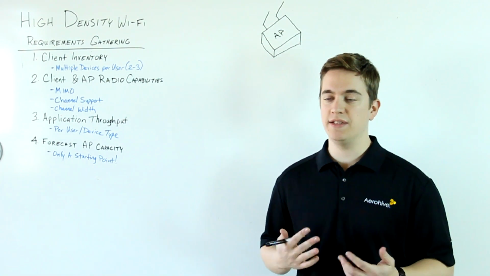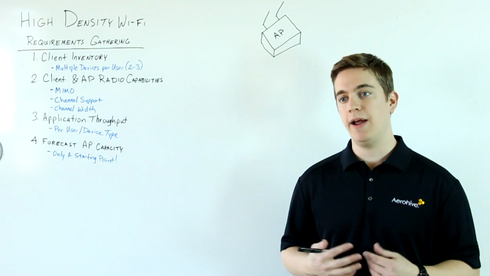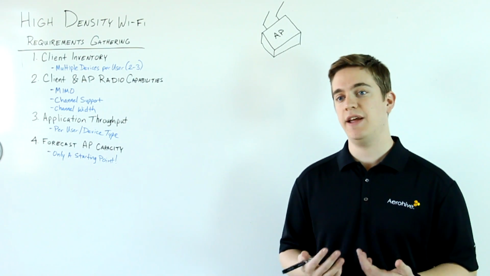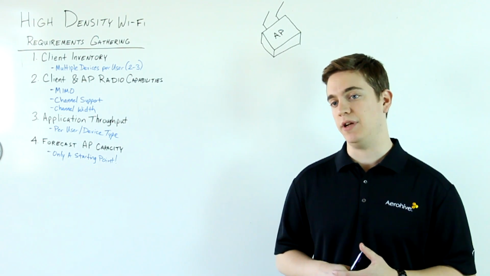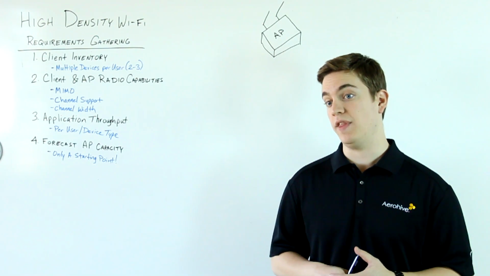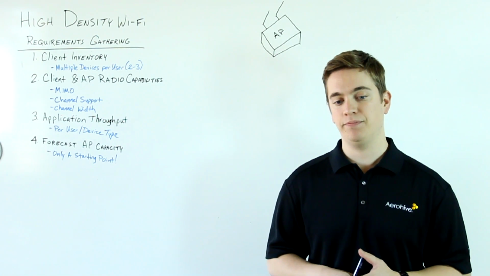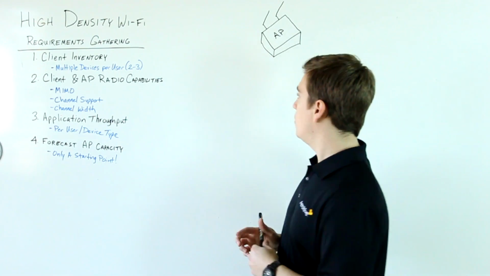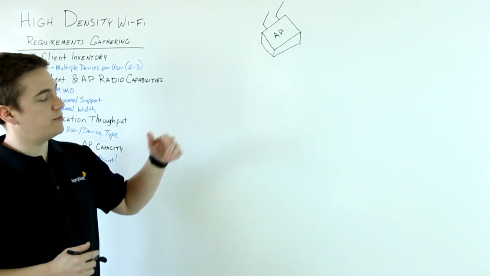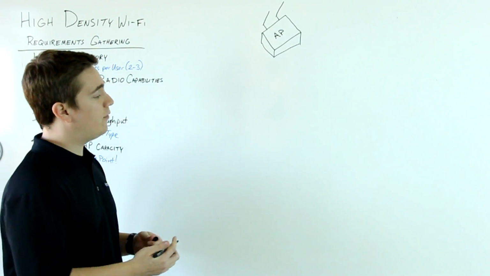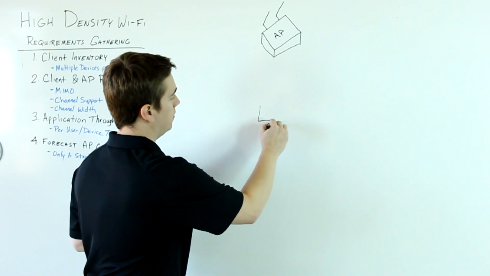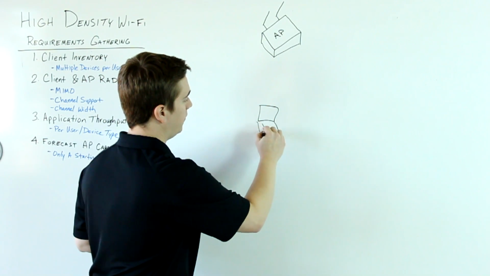Therefore, we need to design with all the client capabilities in mind and the mix of those clients in the environment to understand how much airtime each client is going to be using in order to properly design our network for the adequate amount of capacity. So we can highlight this with a simple drawing of an access point. If we have one client connect, let's take a simple example of a laptop.